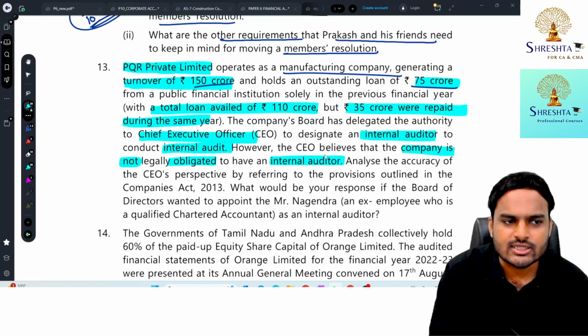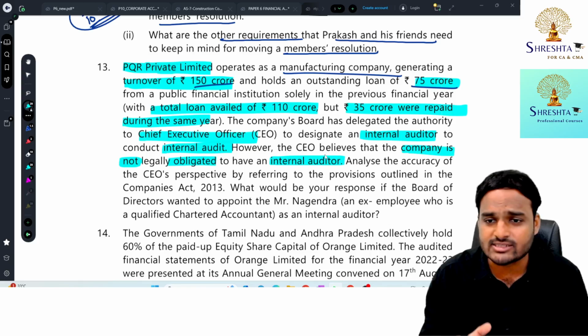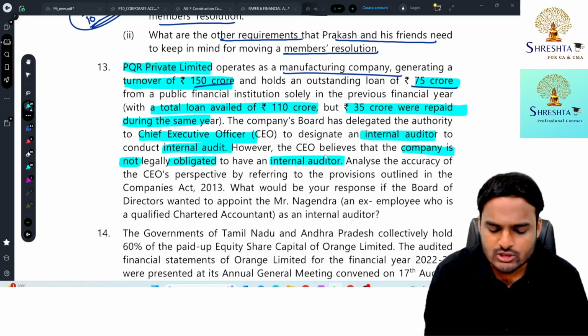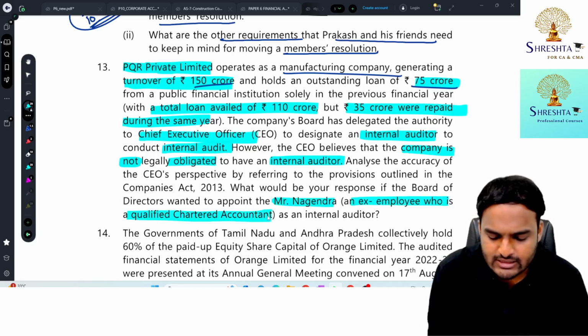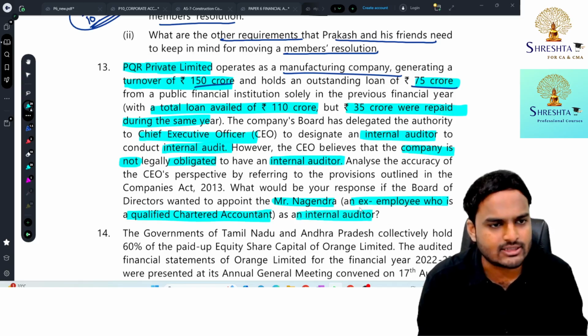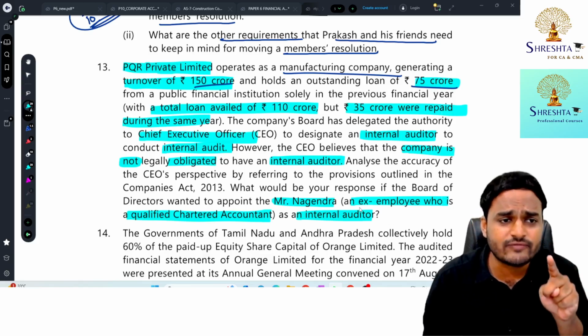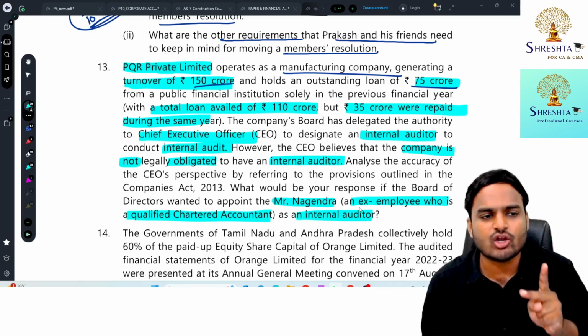Analyze the accuracy of the new CEO's perspective by referring to the provisions outlined in the Companies Act 2013. What would be your response if the board of directors wants to appoint Mr. Nagendra, an ex-employee who is also a qualified chartered accountant, as an internal auditor? So two things we need to answer. One is applicability of internal audit. And second one, who can be appointed as an internal auditor?